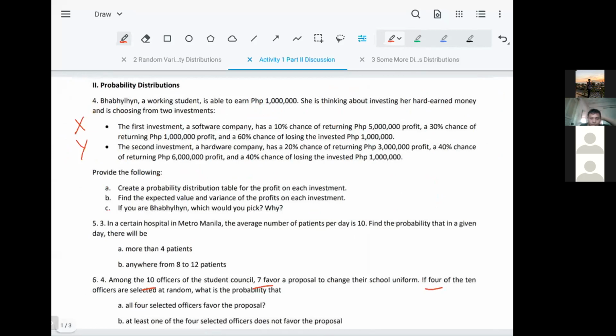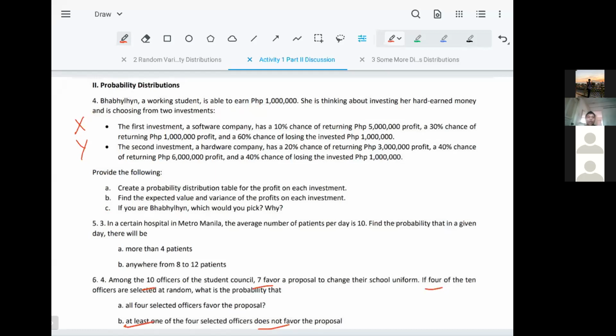At least one of the 4 selected officers does not favor the proposal. So medyo magulo. May at least ka na, meron ka pang do not. Kaya 2 ways to do that. Actually, many ways to do that. One of my students dun sa section kahapon, dinefine niya ulit si X. Binilang niya yung mga ayaw ng proposal. Pwede naman, di ba? Sige, wait lang. 3C1 times X. Sige, wait.